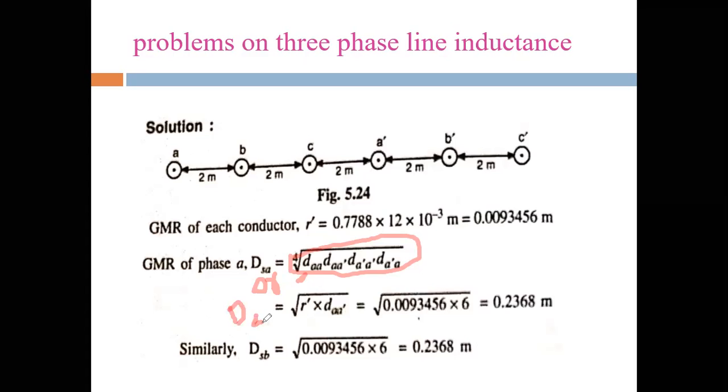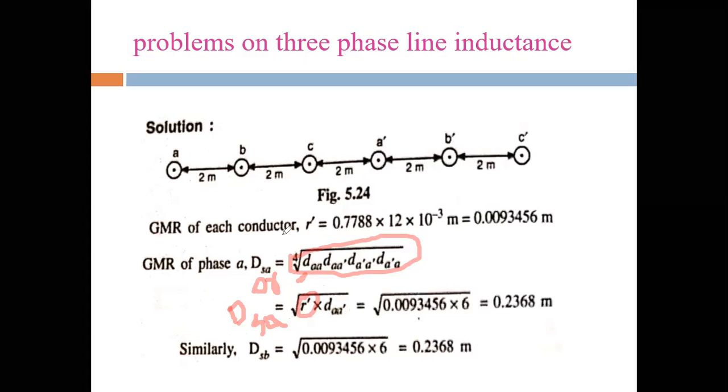Dsa is equal to the square root of r dash into D A to A dash. Here r dash is the self GMR. The distance between A to A dash will be substituted in this formula. First we calculate r dash.